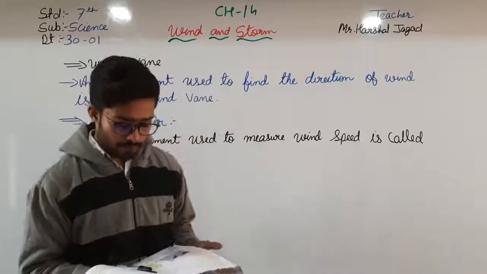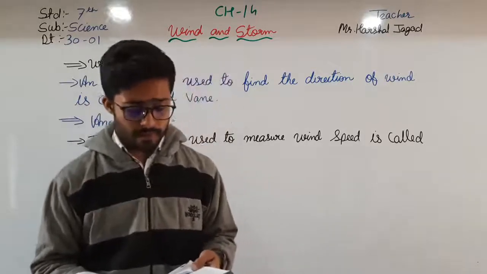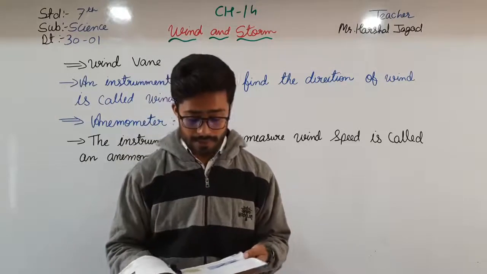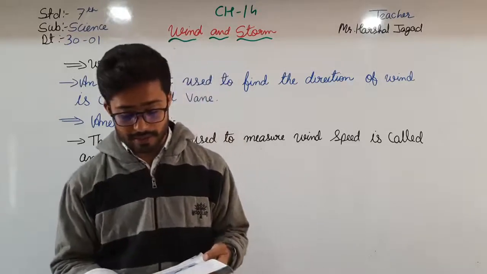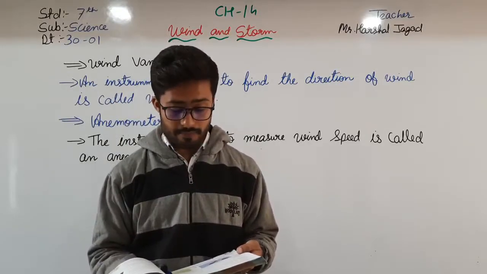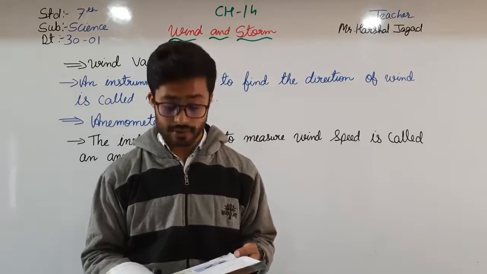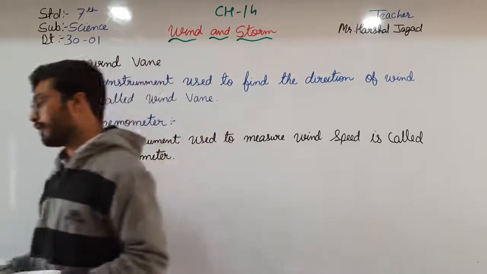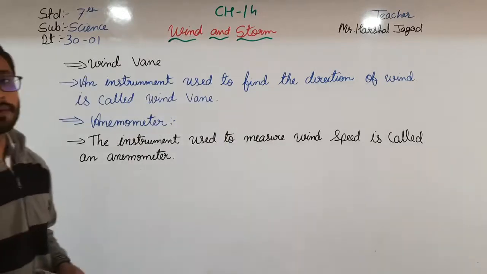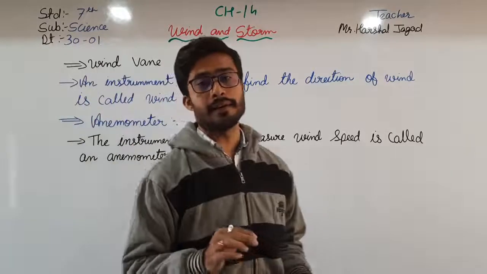A cup anemometer is the most common type of anemometer. When the wind blows, the cups rotate. They will rotate faster if the speed of the wind is greater. The speed can be calculated by measuring the speed of rotations of the cups. Here you can see the cup anemometer, the figure is given.